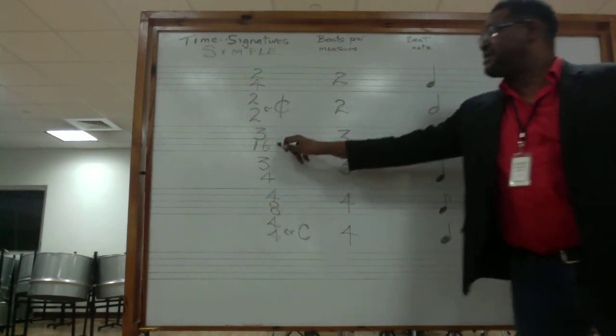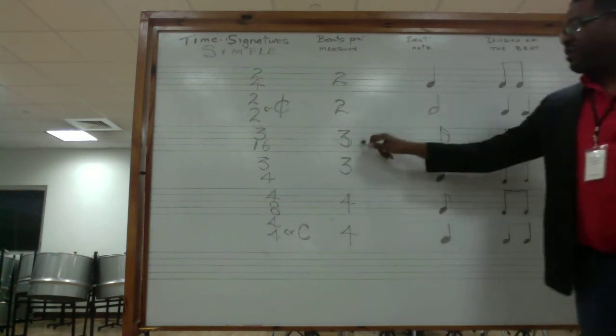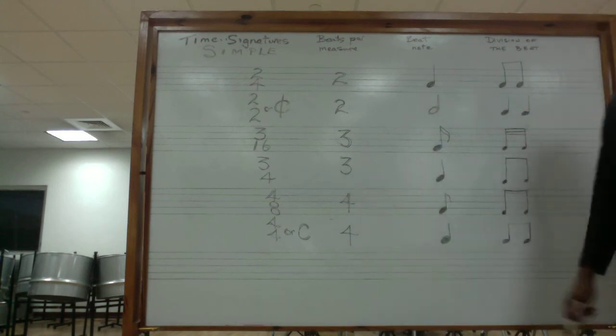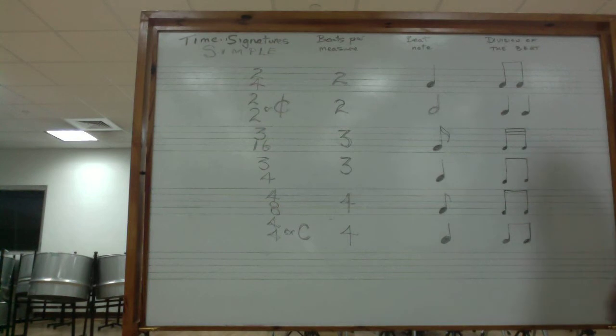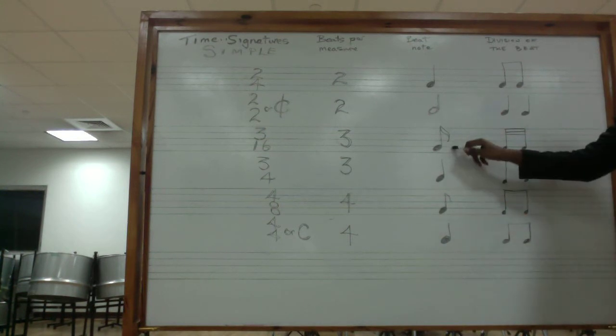We have 3/16. This is triple time. 3/16 means we have 3 beats, each the size of a 16th note. There are going to be 3 of these beat notes, 16th notes. Yeah?